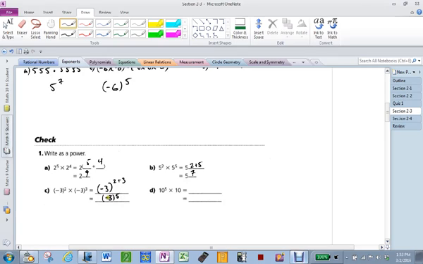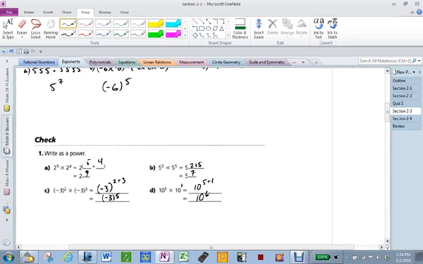A negative base will come out negative if the exponent is odd. It is really tricky. What is tricky about D? Because the 10 has a 1. So this is 10 to the 5 plus 1. Everyone forgets the 1. So it is 10 to the 6th.